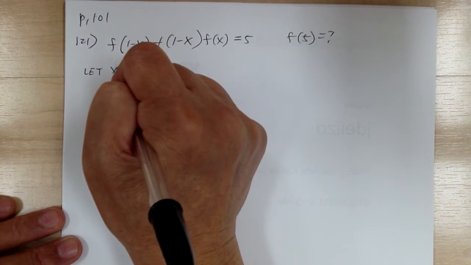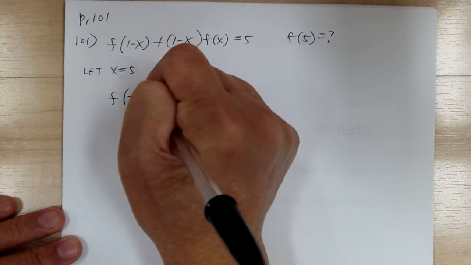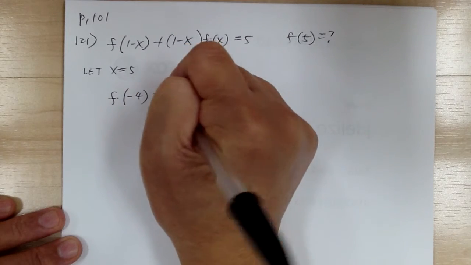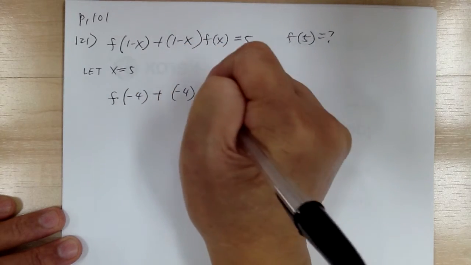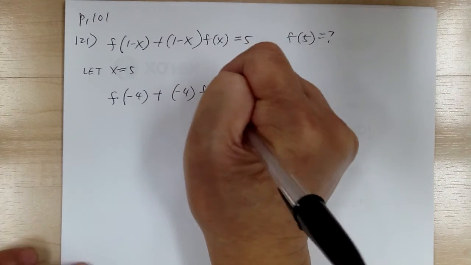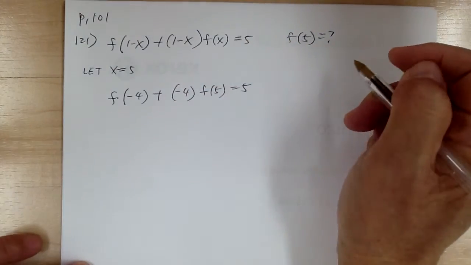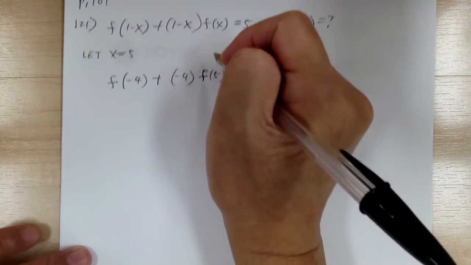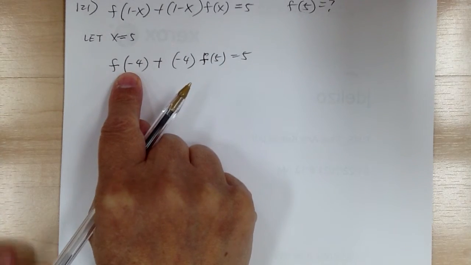Okay, so you're going to get f of negative 4 plus negative 4 times f of 5 equal to 5. Okay? Okay, but now we have a problem. Now we have f of negative 4. Okay?